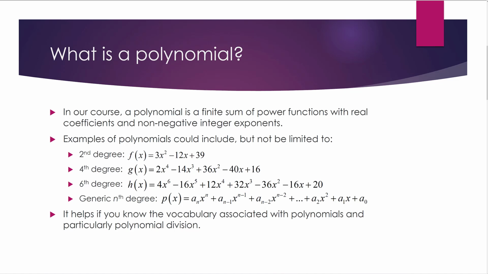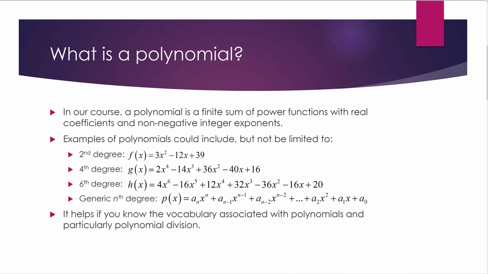Why would you want to know that? Well, the degree tells you a few things. It tells you about the end behavior, if you know that. And it also tells you, when you're hunting for zeros, basically how many you're going to be looking for. So it's good to know about the degree. Now, if you're wondering what a power function is, you can look at the components of h of x, and you can see several examples. The leading term is 4x to the sixth power, and that's a power function. The next term, negative 16x to the fifth, is a power function. And the next term, 12x to the fourth, is another power function, and so on.